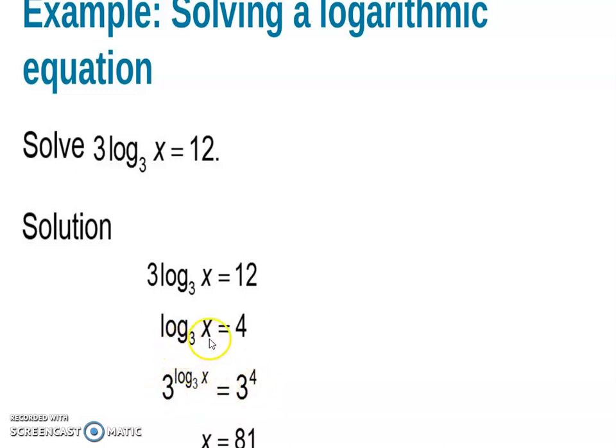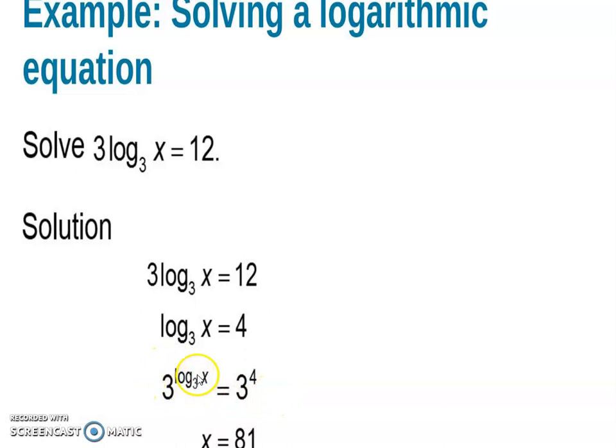I repeat again, log x to the base 3 is equal to 4. That's why we need the base to be the same, so we derive the direct answer. That's why 3 raised to log x to the base 3 is equal to 3 raised to 4. Just as we derived, a raised to log to the base a of f of x is equal to f of x.